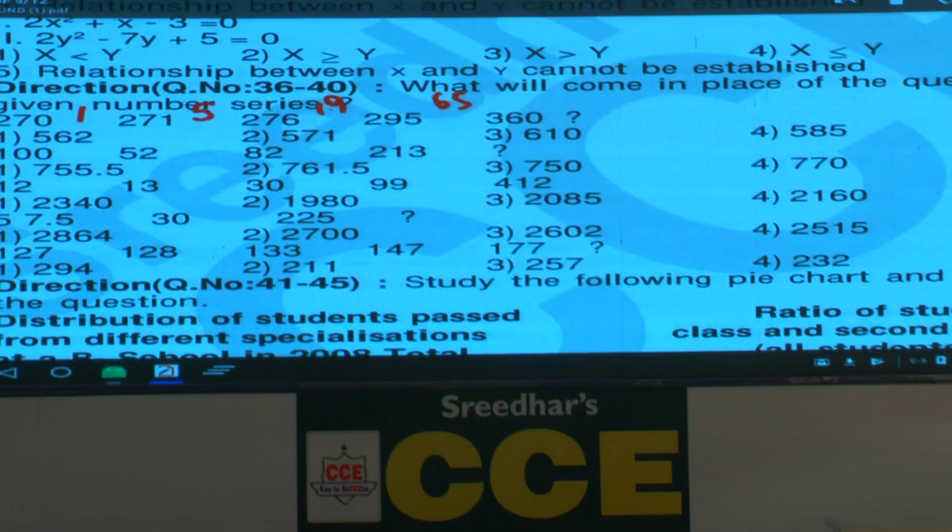Now, if you find out the relation between 1, 5, 19 and so on, then what is the relation between these? Now, 19 and 65: 19 into 3 is 57, 57 plus 8 is 65. Now, 5 and 19 can be written as 5 into 3, 15, 15 plus 4 is 19, isn't it? Next one, 1 and 5, 1 into 3 plus how much? Plus 2, into 3 plus 2.